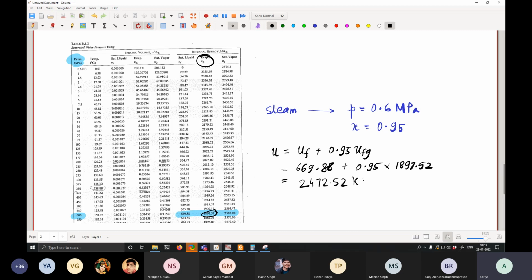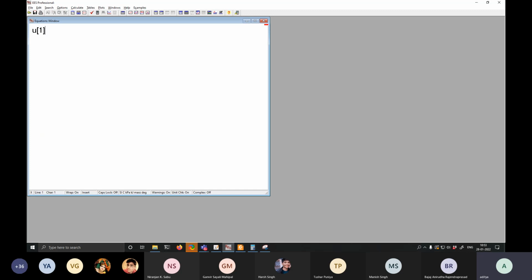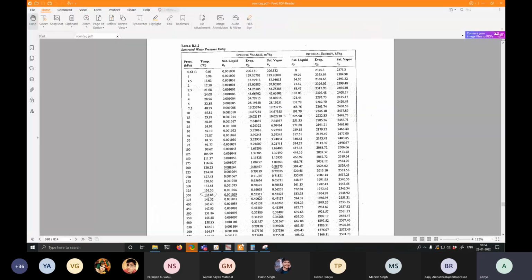So what will be the units? It will be kilojoule per kg. So it's the energy per unit mass. This is specific internal energy. And so let's also do it in ES. So you can say U1 is equal to int energy steam P equal to 600, X equal to 0.95. 2472. Okay. Fine. So this is how you fetch the values.